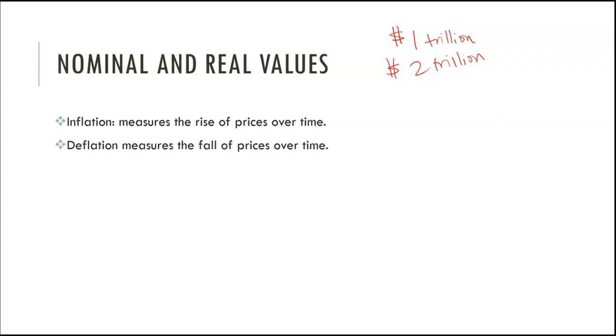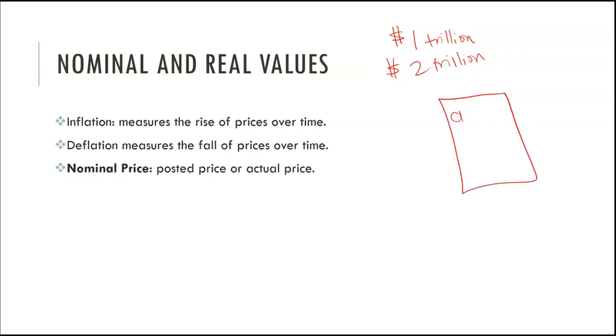And we want to know, does this mean we have more production? Are we making more stuff than we did the year before? And so we need to look at both nominal and real values. The nominal value or the nominal price might be the posted price of something or the actual price. If you go to the grocery store, you want to buy a box of cereal and you got a price tag of $5 for this box of cereal. That's going to be the nominal price, the posted price.